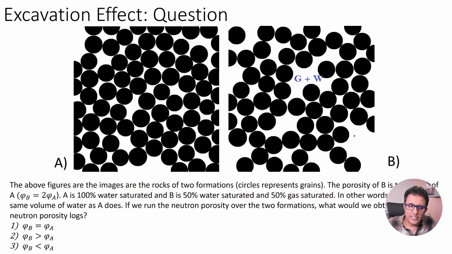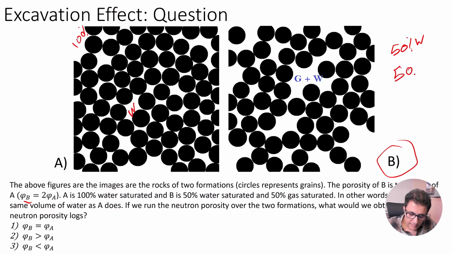In order to better explain this, let me ask you a tricky question. Assume that we have two different rock types, A and B, and as you see here, the porosity of B is twice that of A. In other words, in rock type B we have double the porosity compared to A. But here is the thing. A is 100% saturated by water, but B is 50% saturated by water and 50% saturated by gas.